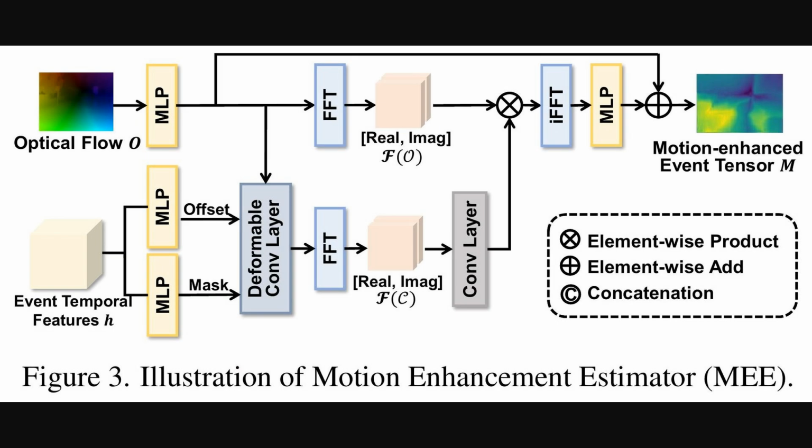So building on that idea of the Motion-enhanced Event Tensor, this next figure illustrates the Motion Enhancement Estimator, which is the component that actually creates it. We see it takes the optical flow and the event temporal features as inputs. These are processed through several steps, including a type of neural network called a multi-layer perceptron, a fast Fourier transform, or FFT, which helps analyze signals by breaking them into frequencies, and a deformable convolution layer, which is a smart filter that can change its shape to better focus on important details, ultimately producing that denser motion-enhanced event tensor.